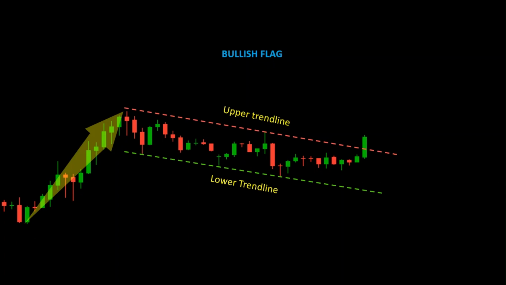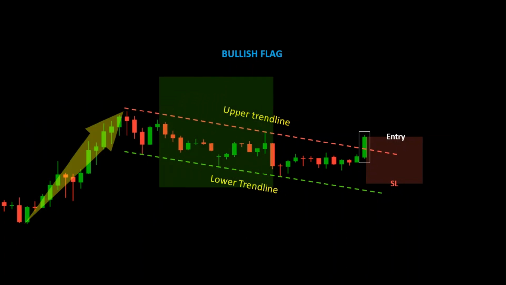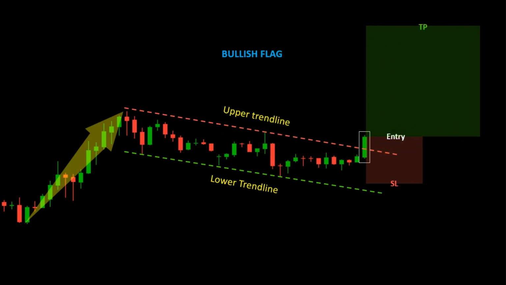Eventually the price breaks and closes above the upper trend line of the flag, signaling a high probability continuation of the bullish trend. This breakout presents a potential entry point for a buy position. Place your stop loss just below the most recent swing low within the flag pattern. Measure the length of the flagpole and project that distance upward from the breakout point for take profit.